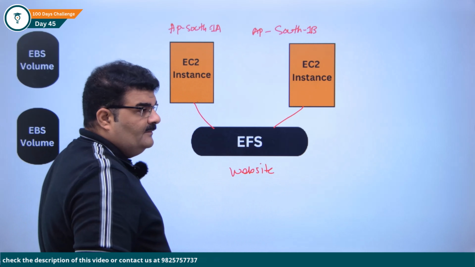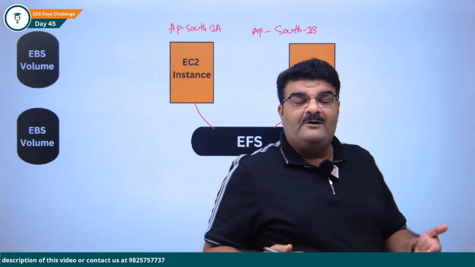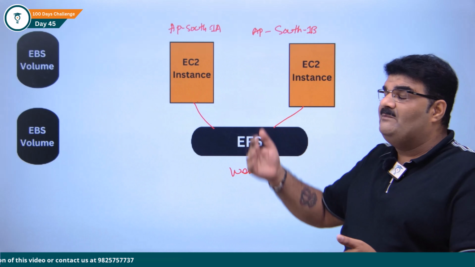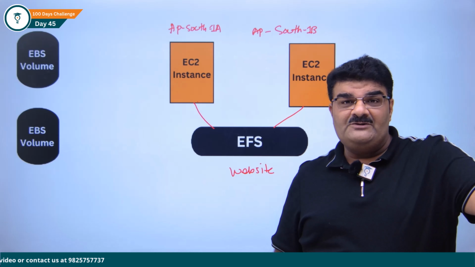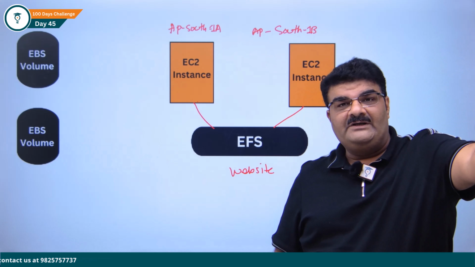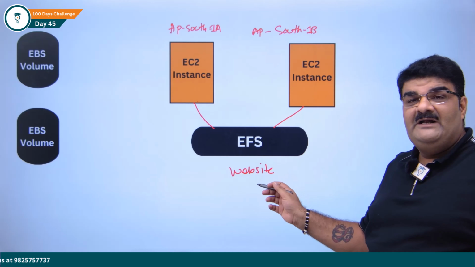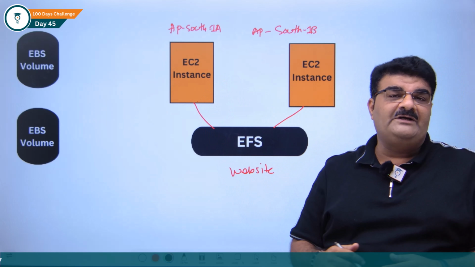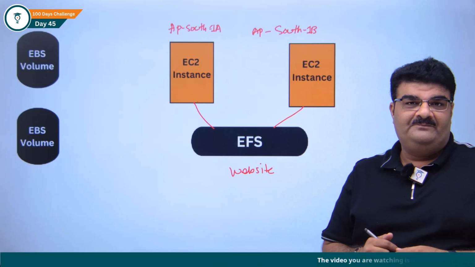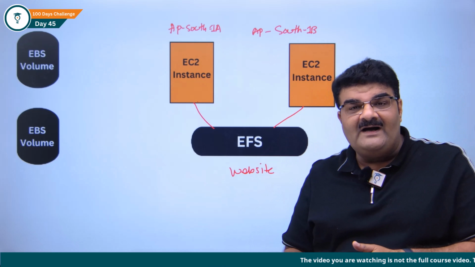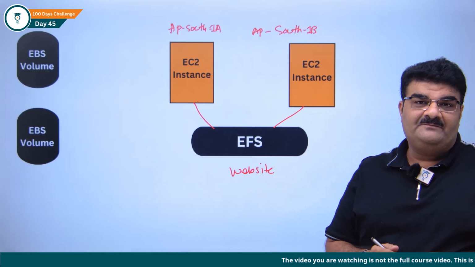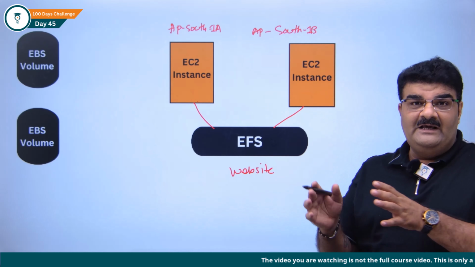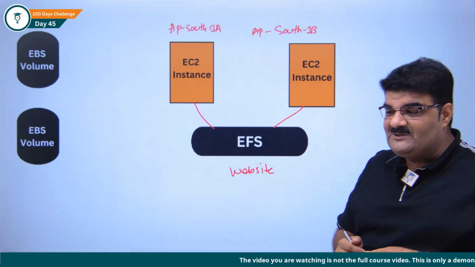Okay. Now, I have only a single website accessible from multiple EC2 instances. Suppose I am using 100 EC2 instances, and if I update my website from here, it will automatically update on all the EC2 instances as well. So using a shared storage device has many advantages. But EFS has one disadvantage as well.